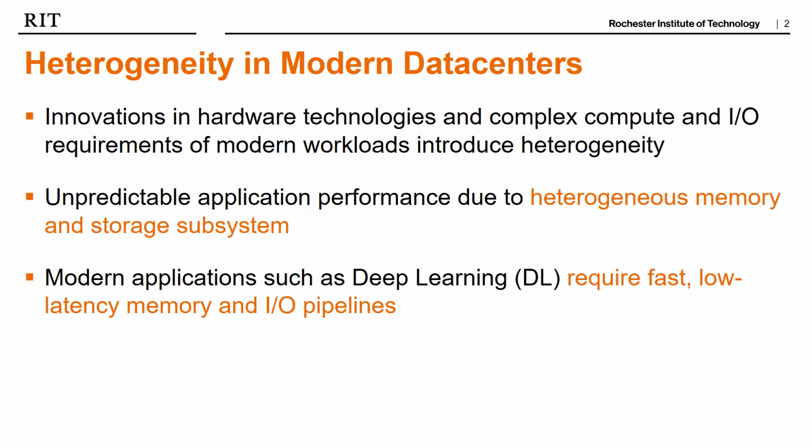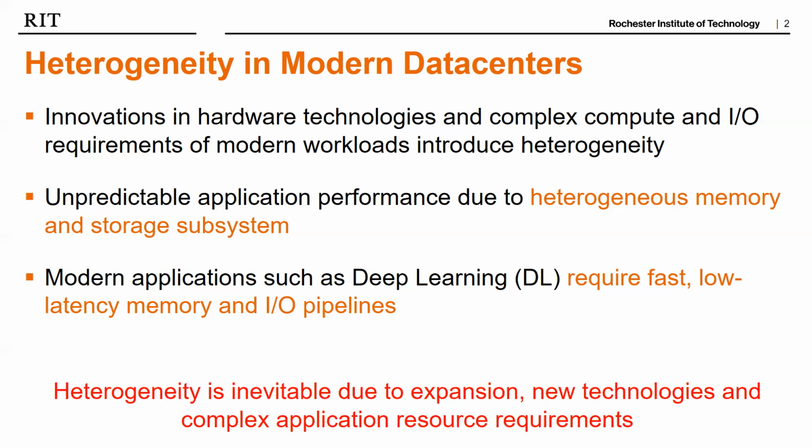Modern high-performance computing workloads, such as deep learning, require large memory, high throughput, and low latency I/O to train models with huge datasets. To summarize, the advancements in hardware technologies and complex resource requirements of these modern applications drive heterogeneity in modern data centers.